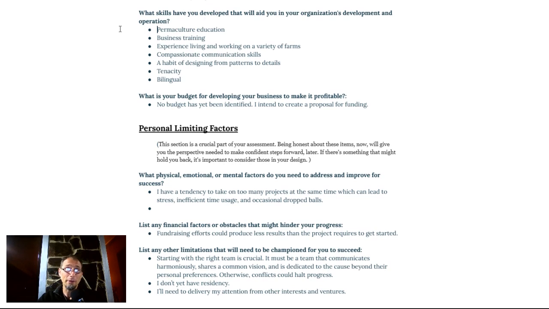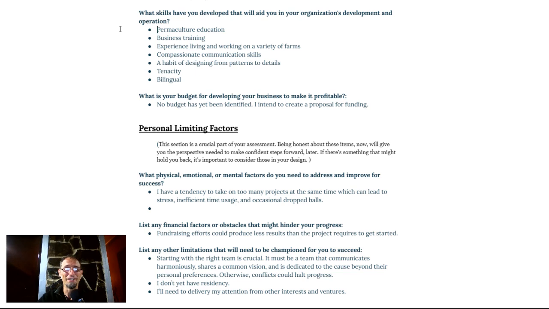Skills that I've developed that are going to aid me in my organization's development. Well, I've got my permaculture education, which is giving me a holistic design framework to approach this with. Business training, quite a bit of it. Experience living and working on a variety of farms, so I understand the agricultural component, and I could also talk about my experience living in community environments where there's a lot of collaboration going on. Compassionate communication skills. I don't know, I guess wisdom kind of comes with age.